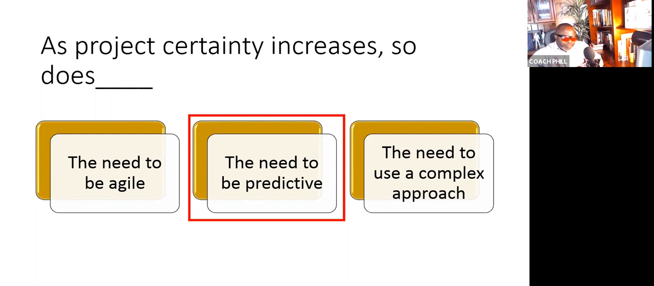You'd want to use an approach to deal with complexity. And as project certainty increases, the need to be agile decreases. The need to be predictive increases. Okay, I hope that makes sense. As you get more certain, you can be more predictive. All right, let's move on.